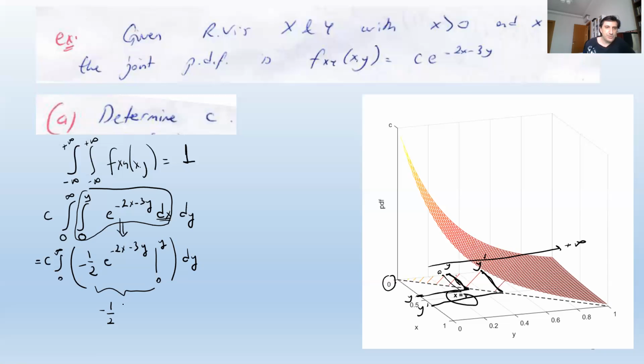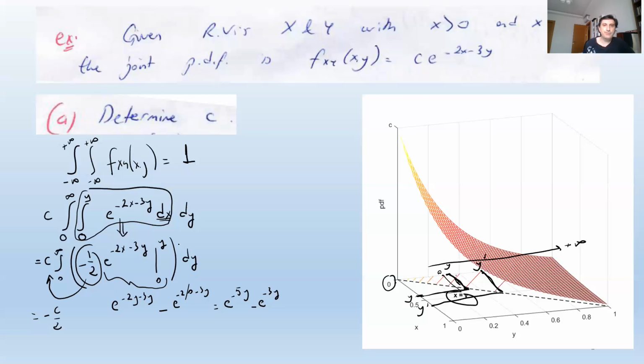Of course, we have c here. So maybe it's a good practice to get rid of this minus 1 over 2 here to make this easier. Minus c over 2 is going to be. So this part is going to be equal to exponential minus 2y minus 3y, right? Minus exponential minus 2 times minus 3y. All right, so this is going to be 0. This is going to be simply exponential minus 5y minus exponential minus 3y. So what we are going to have here is minus c over 2 from 0 to infinity, exponential minus 5y minus exponential minus 3y dy.